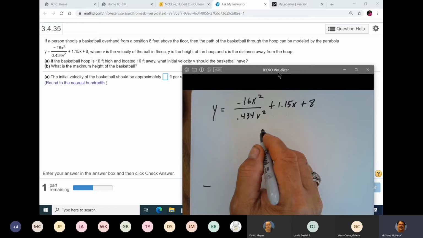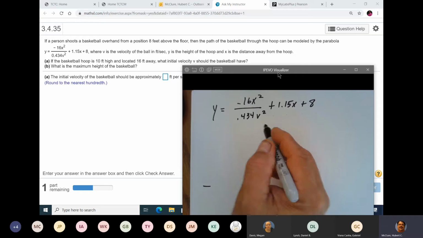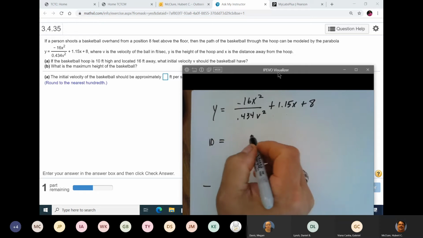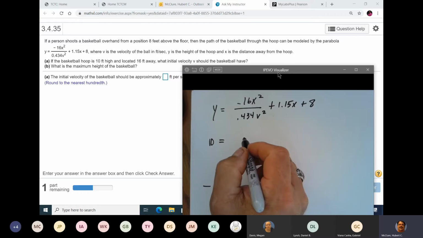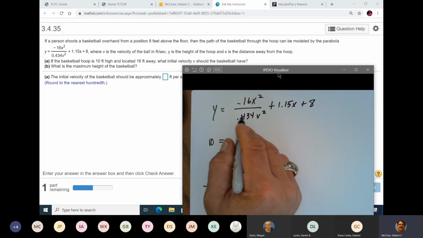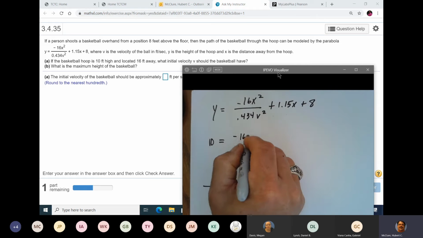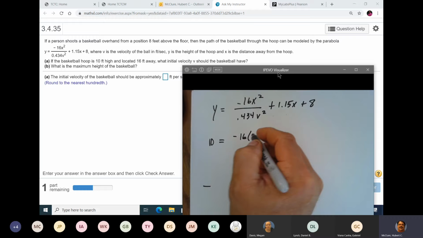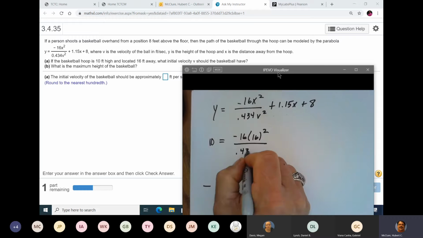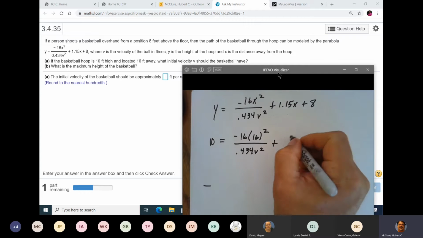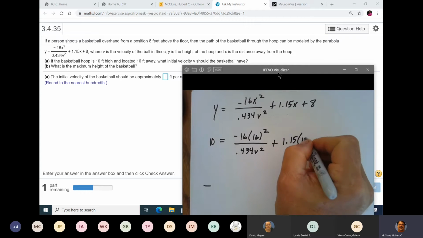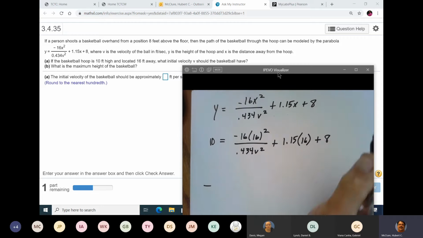And x is the distance from the hoop. So if the basketball hoop is 10 feet and you are standing 16 feet away, so that's going to be x, you're going to find the velocity. So that's going to be negative 16 times 16 squared over 0.434 v squared plus 1.15 times 16 plus 8.